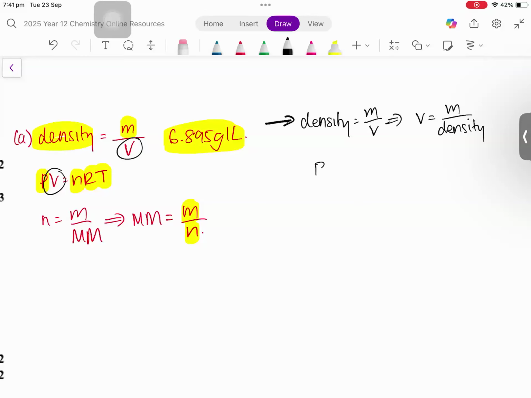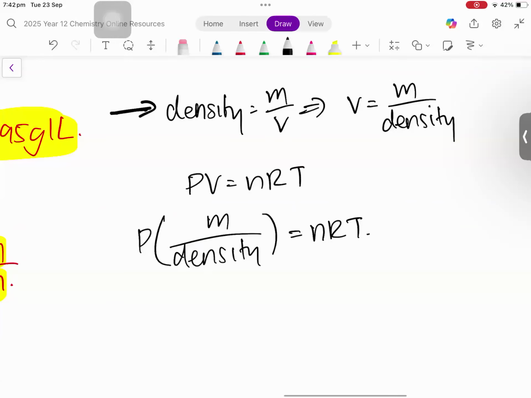So PV is equal to nRT. I've rearranged my density equation. Volume is mass on density. So now I'm going to sub it in as that. P instead of V, mass on density. And that'll get rid of my V. You see that? Is equal to nRT. I don't have a number for volume. I can't sub anything in for it anyway, so I'm going to get rid of it.